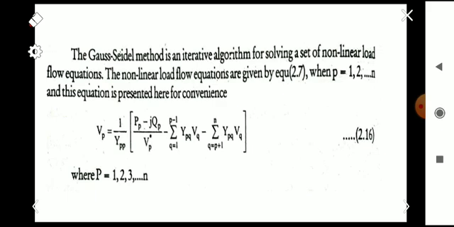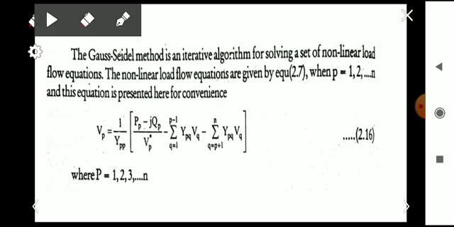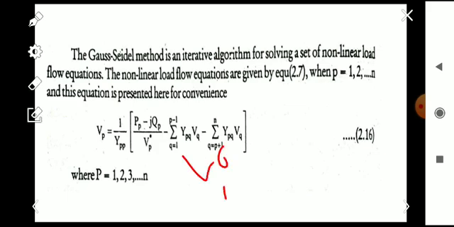Based on practical experience, it is easier to get a set of initial voltages very close to the final solution. Here we are assuming the values of V1(0), V2(0) as 1 plus j0. But if you have practical experience, we can assume far better values for V1(0), V2(0) at the initial stage, that is, near to our final solution.